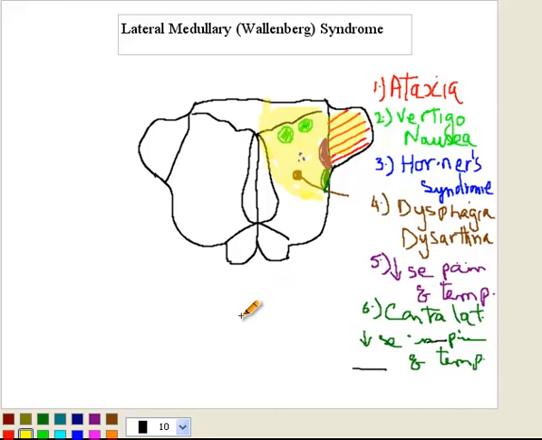What is not involved with lateral medullary syndrome are the pyramids. The pyramids are over here. This is the area where you have the pyramids, and this is where the corticospinal tracts are, in the pyramidal region. Since the corticospinal tracts, let me just put in a big mark here, are not involved, a person does not have contralateral weakness or hemiplegia or hemiparesis.